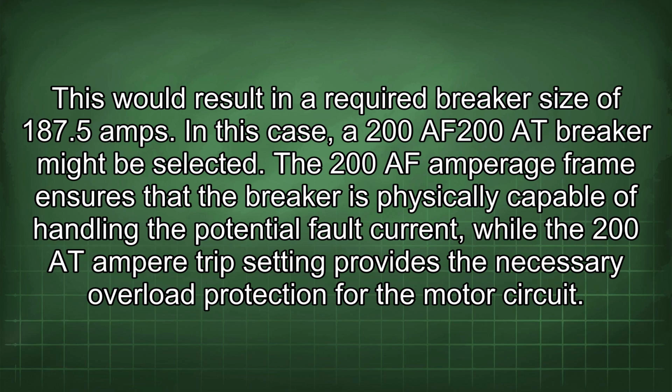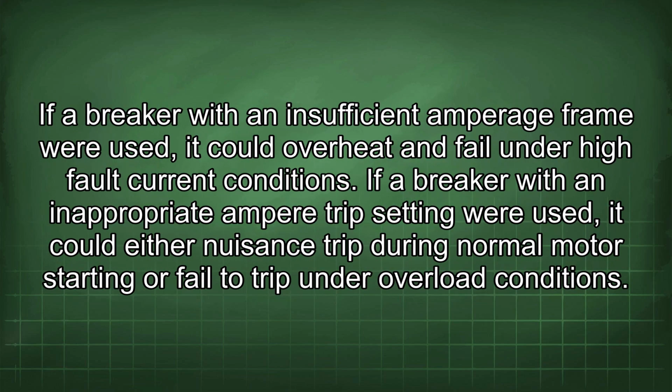The 200 AF amperage frame ensures that the breaker is physically capable of handling the potential fault current, while the 200 AT Ampere Trip setting provides the necessary overload protection for the motor circuit. If a breaker with an insufficient amperage frame were used, it could overheat and fail under high fault current conditions. If a breaker with an inappropriate Ampere Trip setting were used, it could either nuisance trip during normal motor starting or fail to trip under overload conditions.